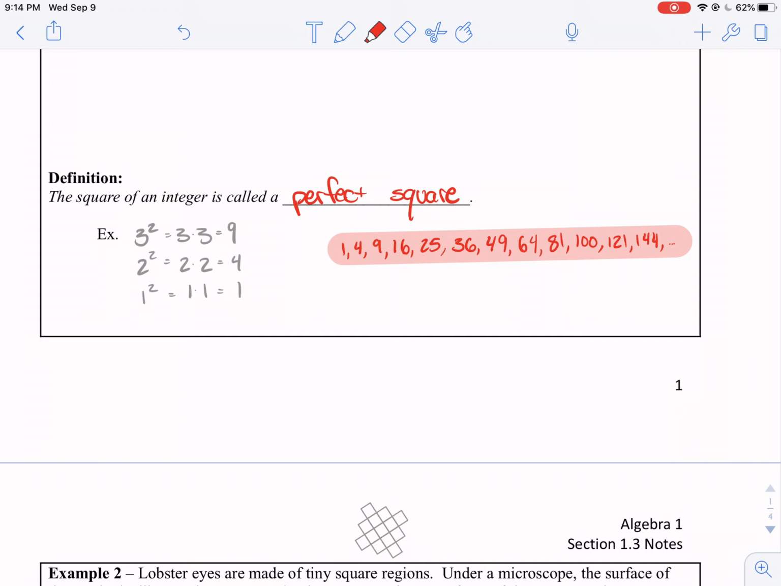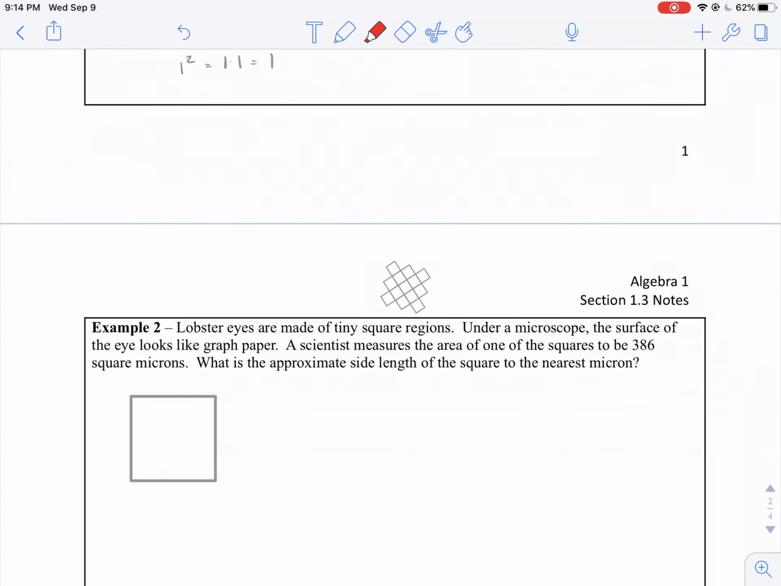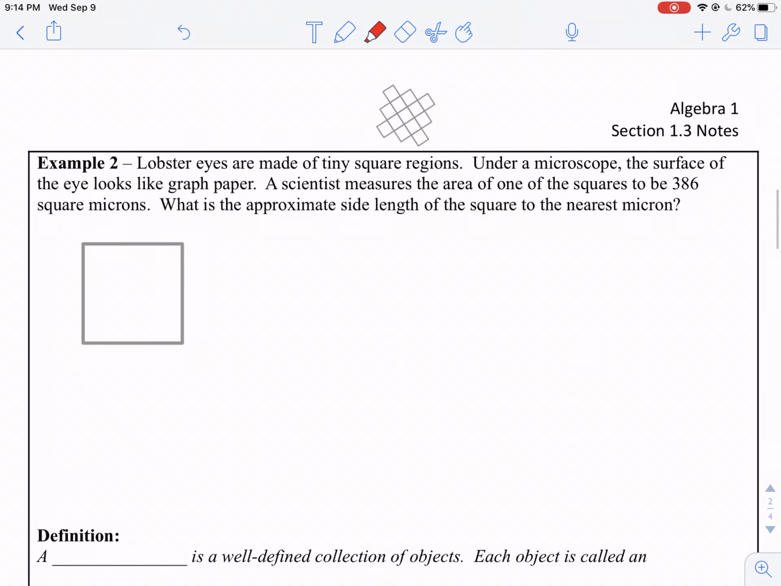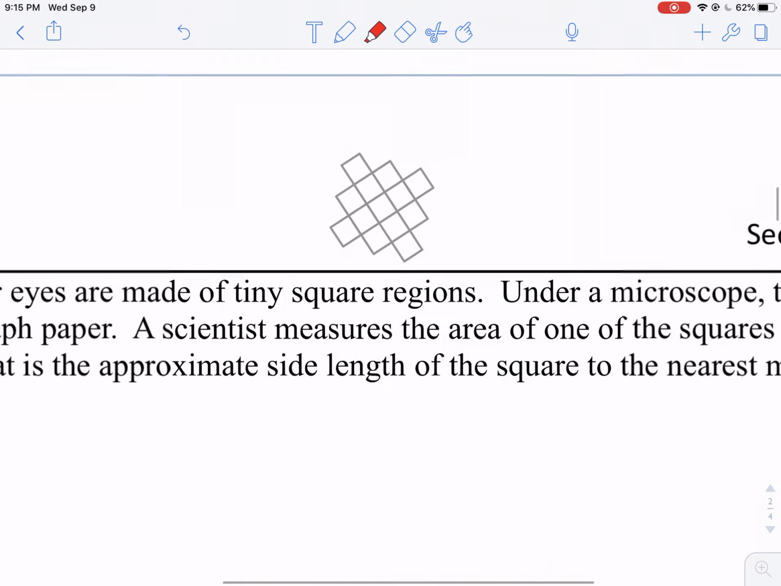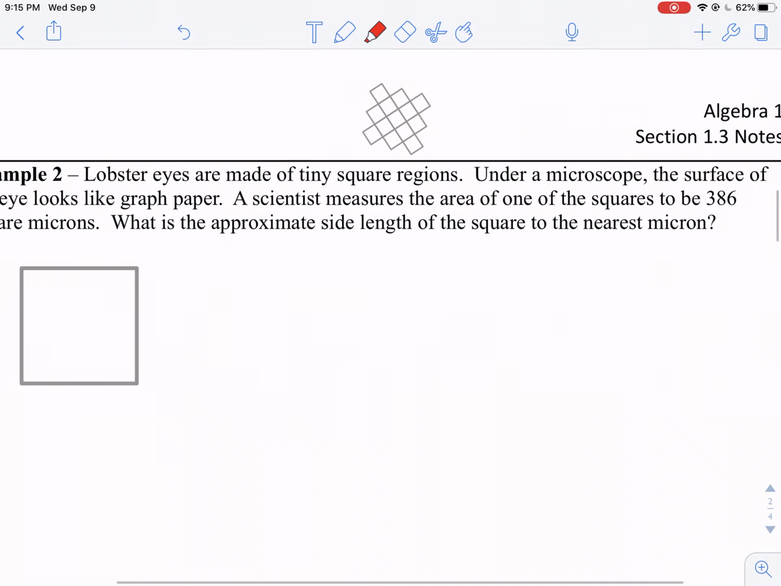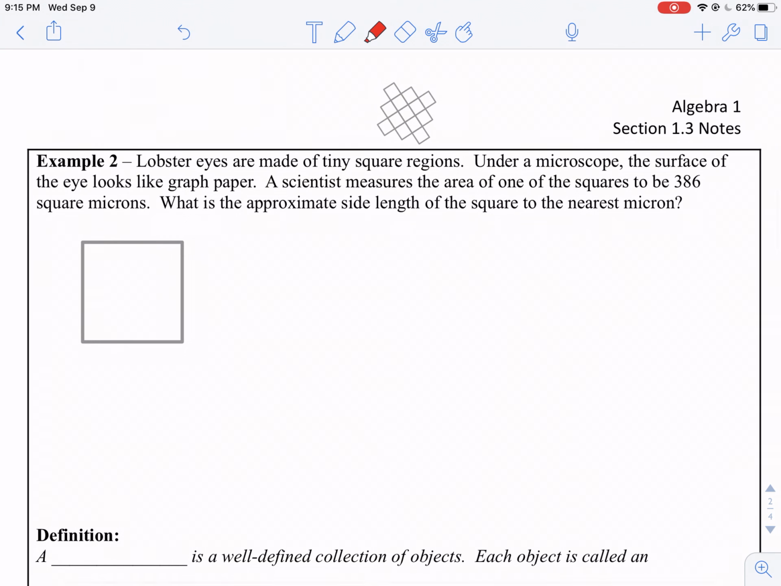Alright, cool. Let's put this into practice. Lobster eyes are apparently made out of little tiny squares, and under a microscope, they look like graph paper. They look like this, which is cool. Fun fact, I saw a lobster at the beach this weekend, so I should have gone back and taken a better look at him. Anyway, a scientist measures the area of one of the squares.